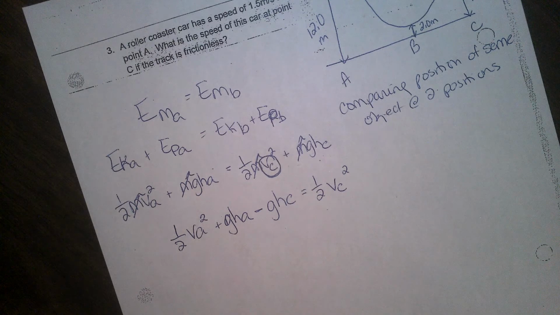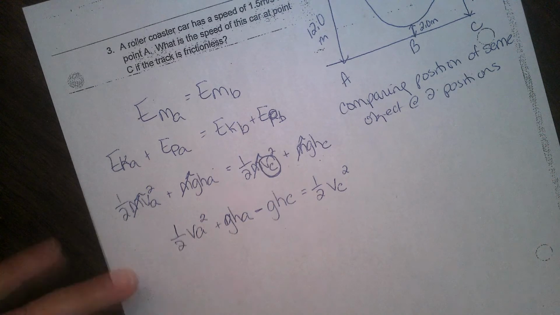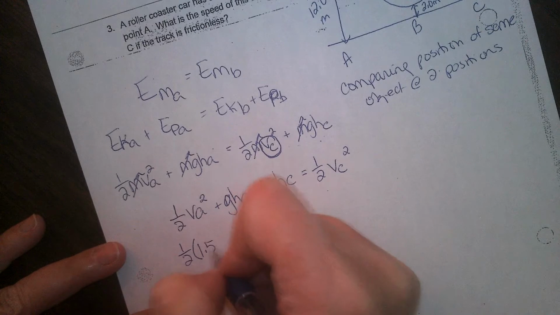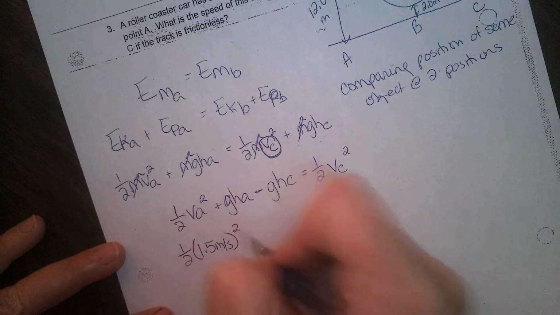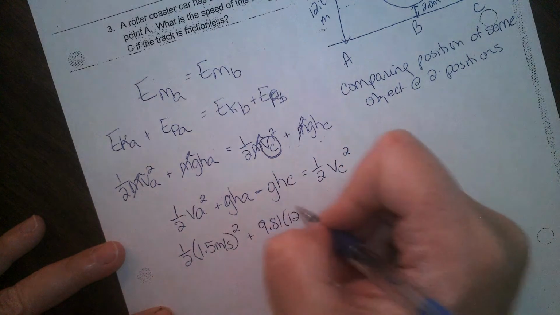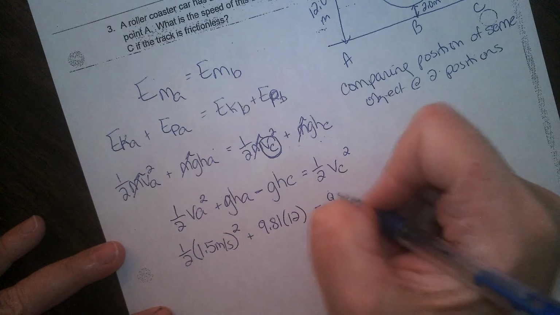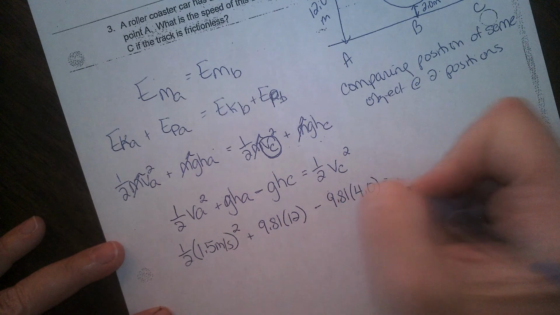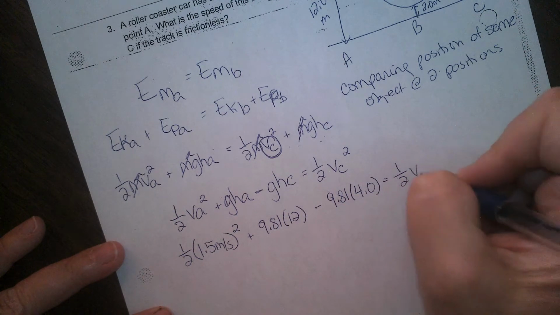Let's leave it at this point until we come to a number that equals 1/2 VC squared. Rather than trying to move the V or the 2 and square root it all, let's just solve it at this point. So 1/2, my velocity at A was 1.5 meters per second, I'm going to square it, plus 9.81 times my height, which is 12, minus 9.81 times my height at C, which is 4.0, is going to be equal to 1/2 VC squared.